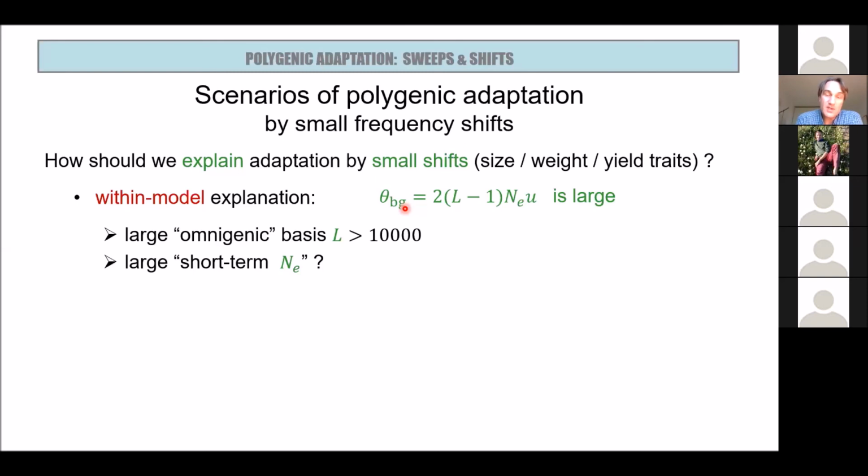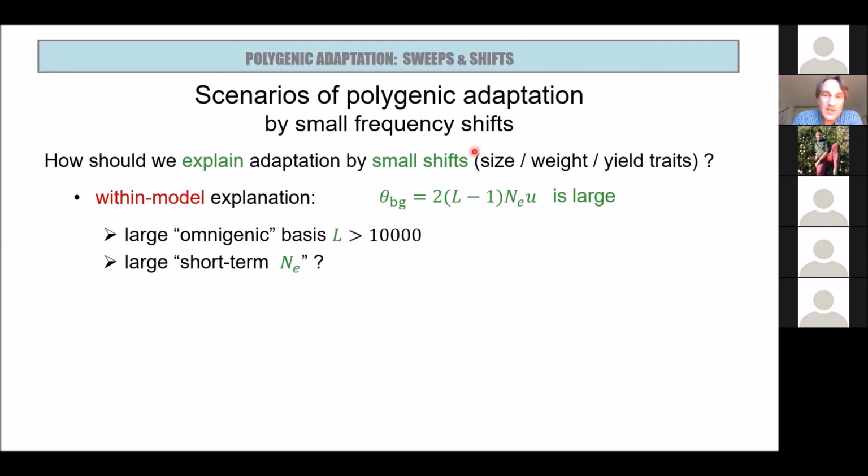right? And now it turns out, of course, that this theta background has several factors in it, right? So there's this L-1, there's this NE, and there's this U. Right? And each of these factors could in principle be the one that is responsible for the whole thing being large. Right? And one thing definitely is if L is super large. If this is larger, something like 10,000, right? Then we have a large omnigenic basis, as this is called, for a quantitative trait.